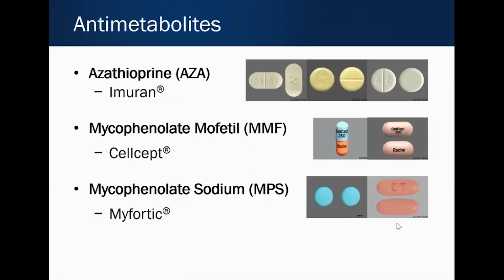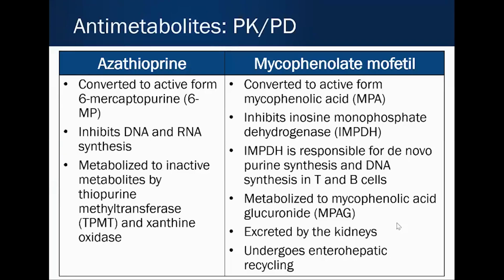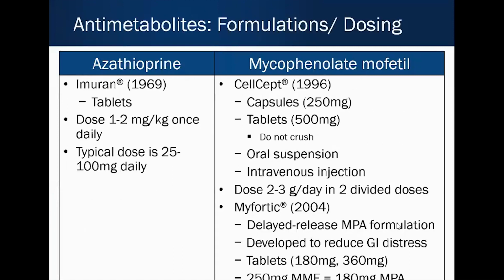Switching then to the antimetabolites. So we have azathioprine and then our mycophenolate products. These are primarily working in the cell cycle and nucleotide synthesis. Here are the different mechanisms of action, but really to inhibit DNA and RNA synthesis. An important thing to know about mycophenolate mofetil is it does undergo enterohepatic recycling. Azathioprine, we typically don't have very many patients on anymore. Again, these are more remote patients if they are still on therapy. So focusing a lot more on the mycophenolate.